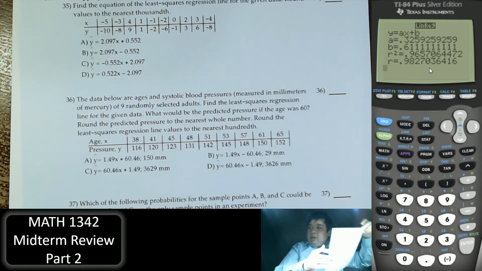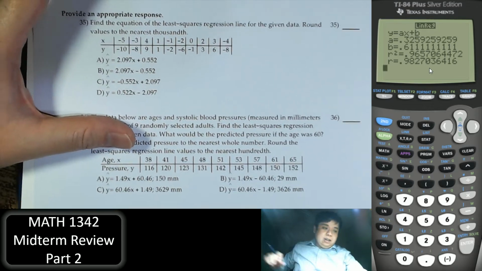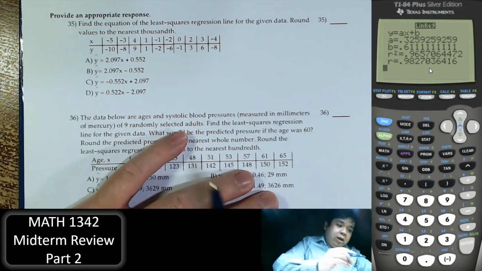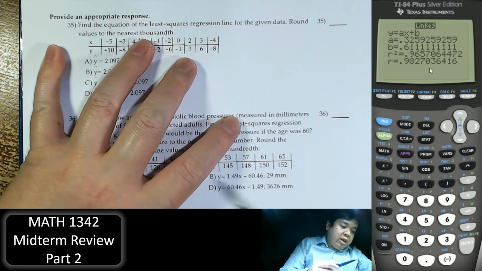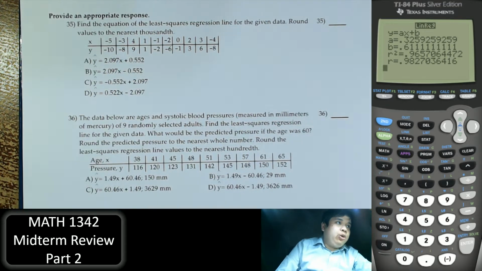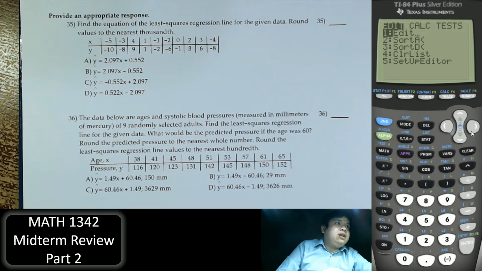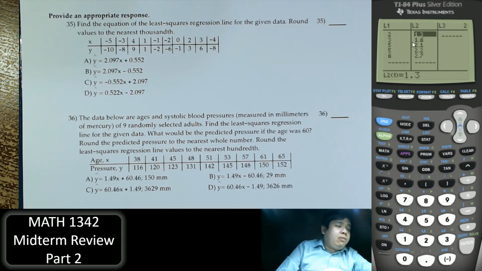Right, next. Find the equation of the least square regression line. So pretty much what we've been doing, and round the values to the nearest thousandth. So do that again. Stat, edit. I need to clear the list first. I highlight L1, hit clear, and enter. Clear, and enter.